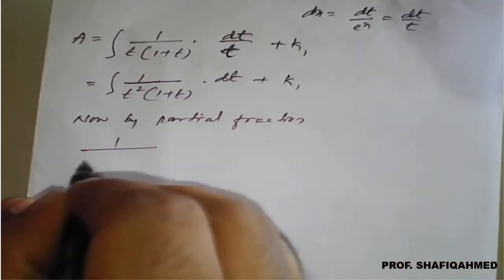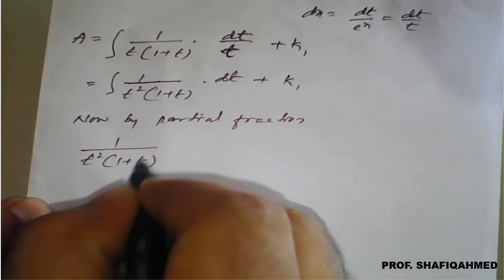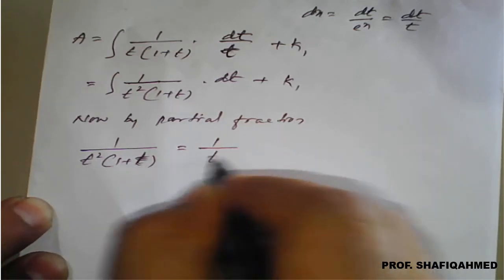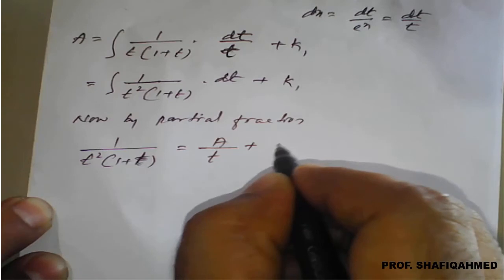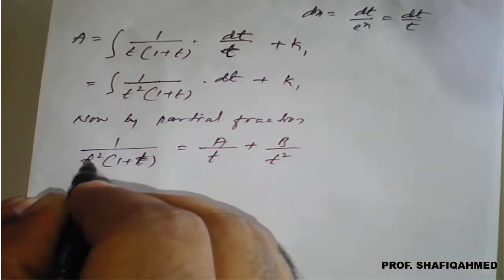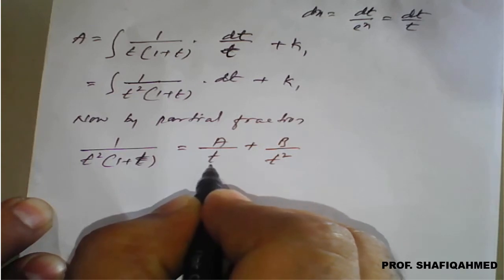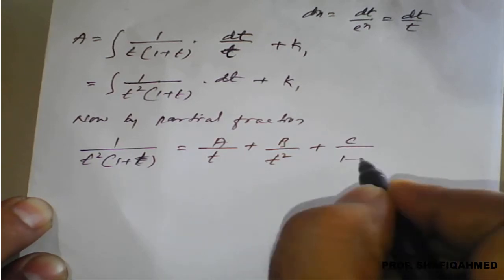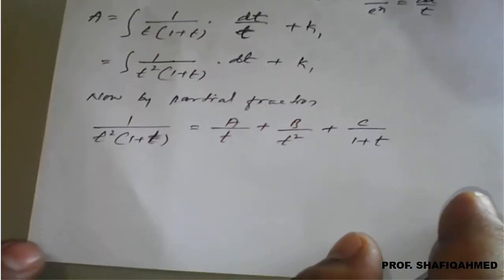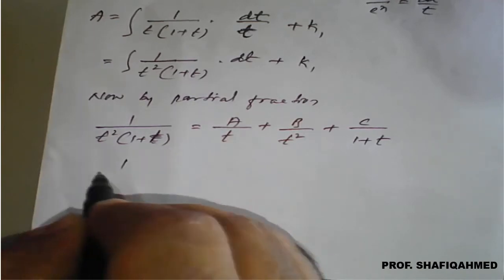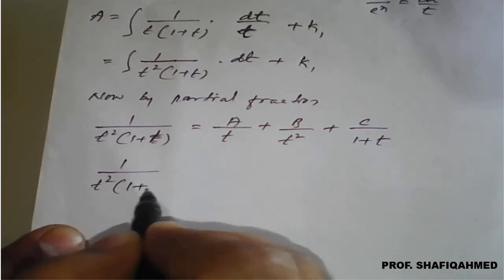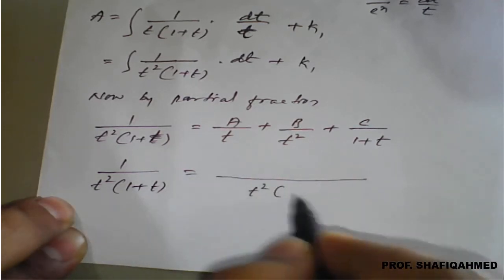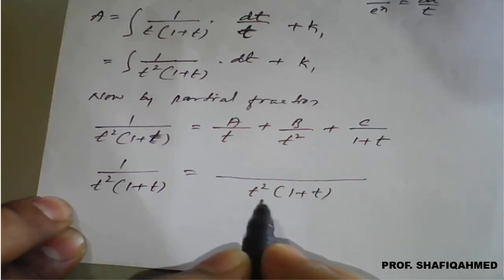what happens? 1 upon t into 1 plus t, this t square can be written as 1 upon t square, in the form of partial fraction a upon t plus b upon t square, and the next bracket c upon 1 plus t. So we need to simplify this partial fraction. So it is 1 upon t square of 1 plus t is equal to, so here LCM is what here? t square into 1 plus t.